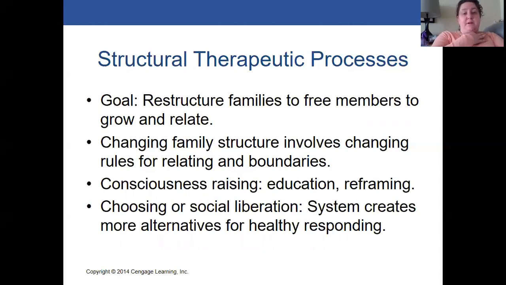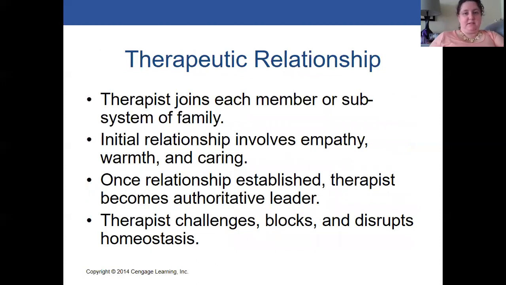So in terms of the therapeutic process, your goal is to restructure families, to free members to grow and relate, again, in healthy ways, not these enmeshed, overbearing ways. Changing family structure involves changing rules for relating and changing boundaries. You want to educate them about what's going on. You want to try to help them reframe things. And the system creates more alternatives for healthy responding throughout the therapeutic process.